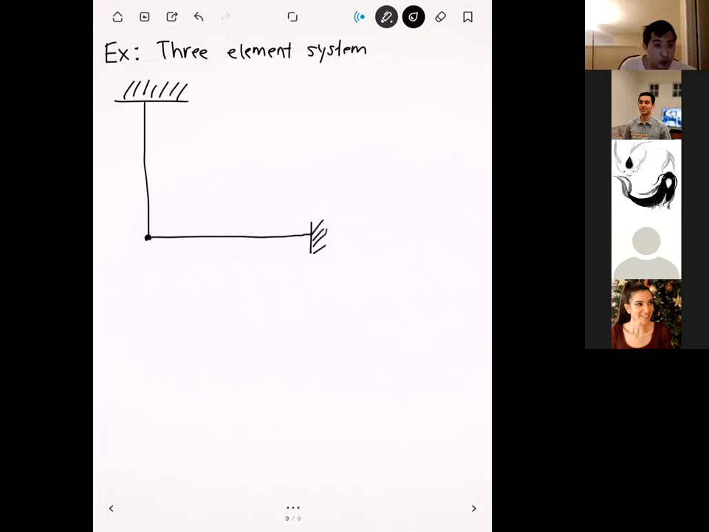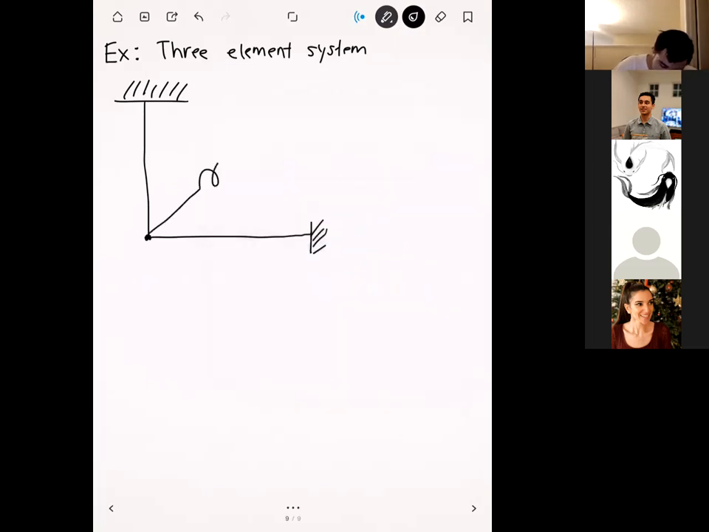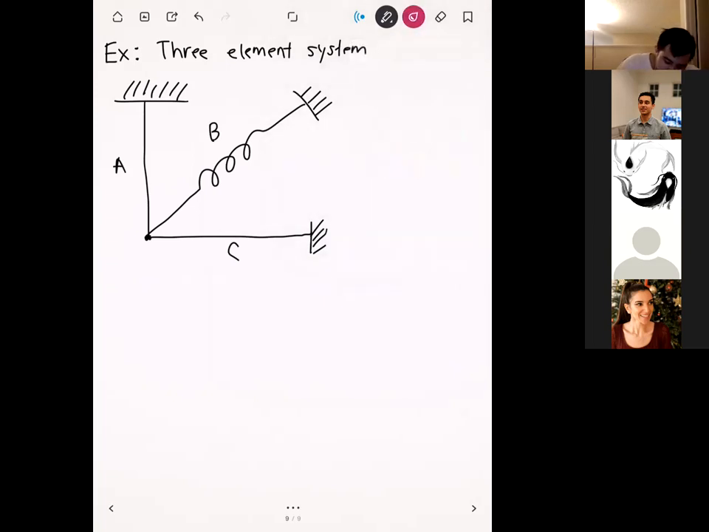We're going to have 2 truss elements that go 90 degrees from each other. We're also going to throw a spring in there, because springs are still a thing. Let me label the elements. We'll call this element A on the left-hand side, this element B, and this element C. Let's label the angles in between them. This is 45 degrees, and this is also 45 degrees.